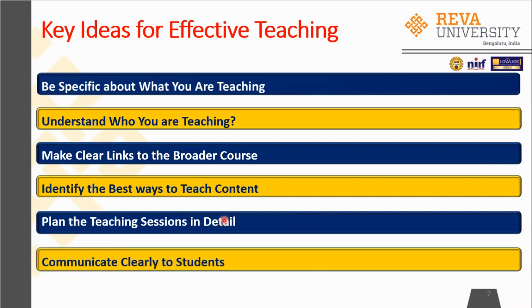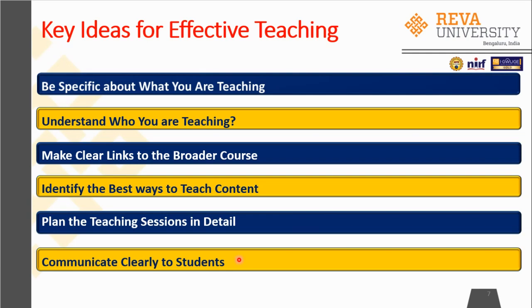Well, then communicate clearly to the students. What do you mean by this? I have already said your communication skills should be very good in order to impart knowledge to the students. Otherwise, even if you have very good knowledge, if you cannot communicate properly to the students, then your knowledge is not transferred to them. You cannot impart knowledge to the students.